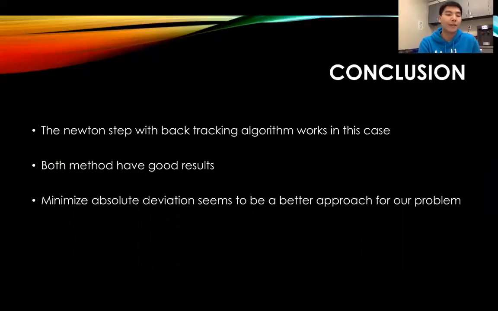So here are my conclusions. The Newton step with the backtracking algorithm works in this case. And both optimization methods, minimizing sum of squared errors and minimizing absolute deviation, can yield a really great result for the Walmart store sales predictions. But for our case specifically, I believe minimizing absolute deviation seems to be a better approach for this problem. And thank you for listening. That's all.